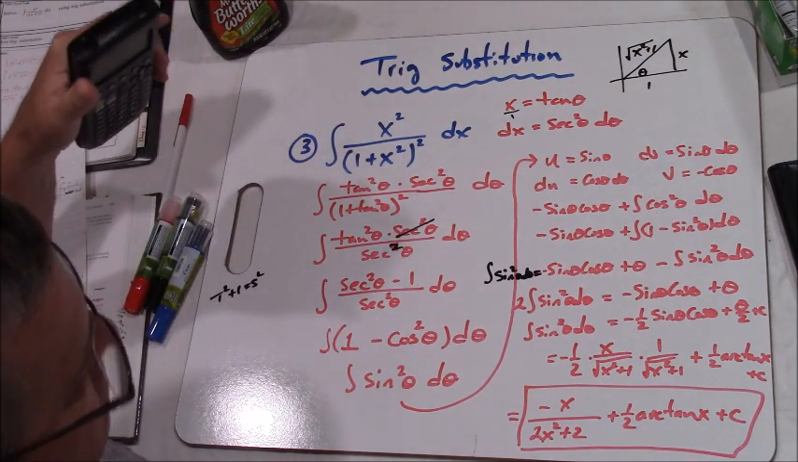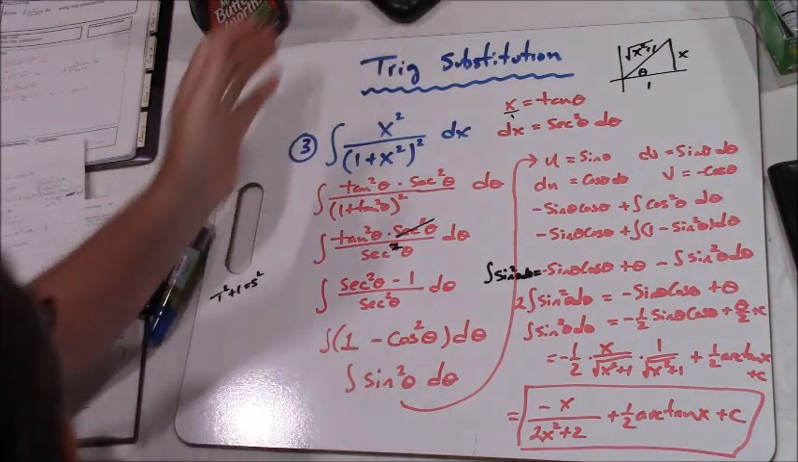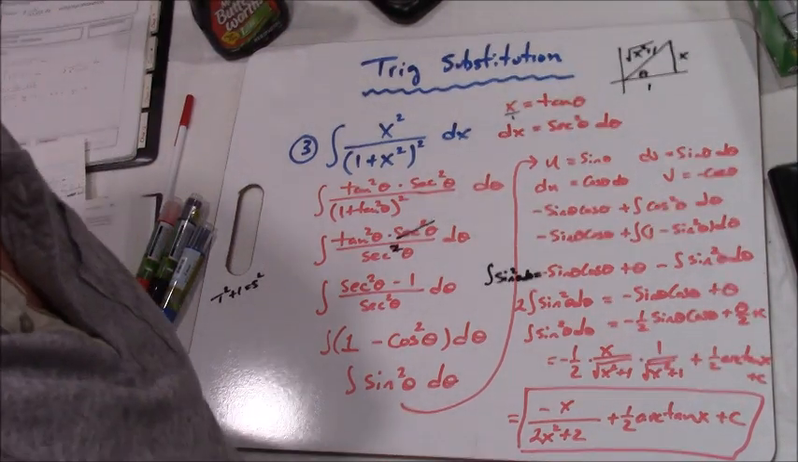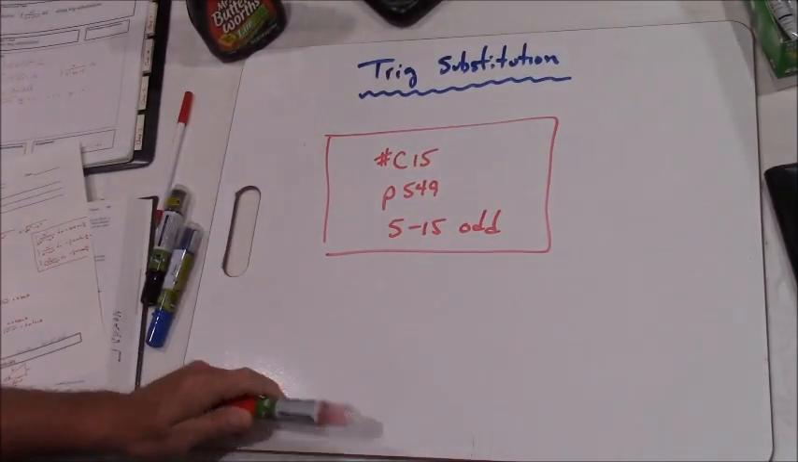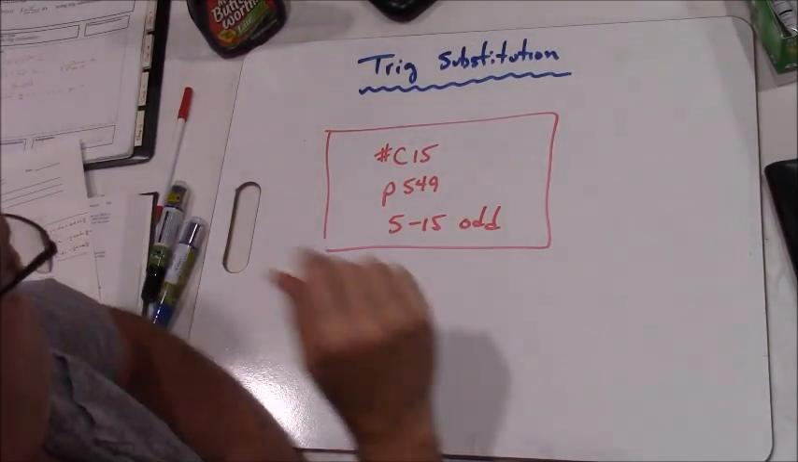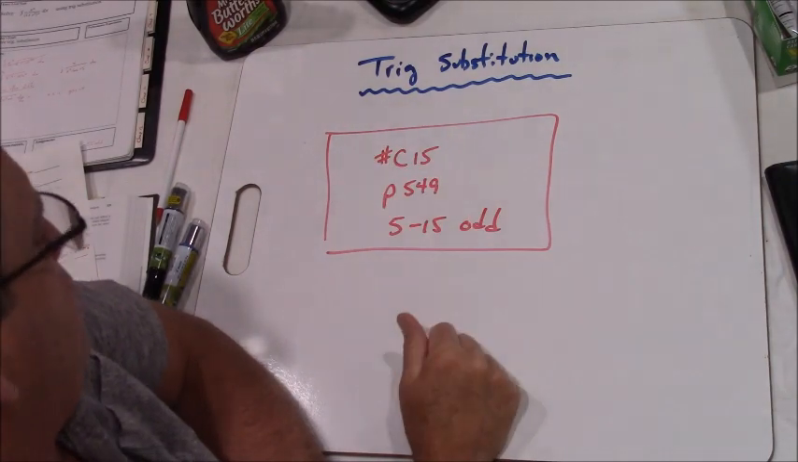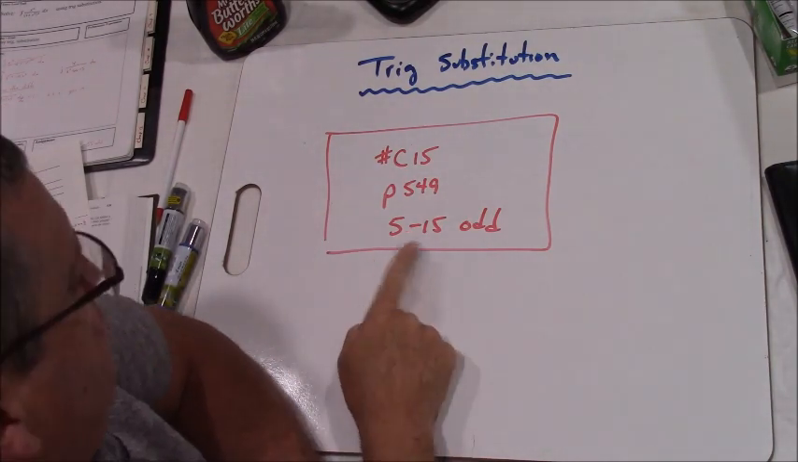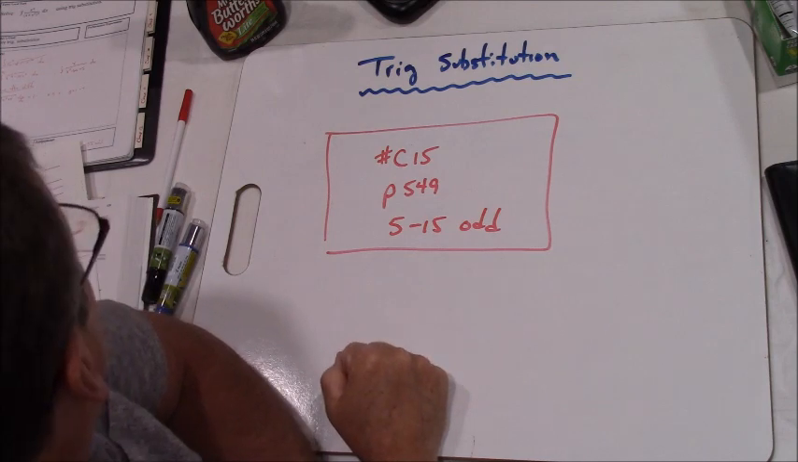All right, that's what we have for today. Trig substitution, so let me get you guys an assignment. All right, so here's our assignment. I believe we're on assignment C15. It's on page 549. We'll do 5 to 15 odd.